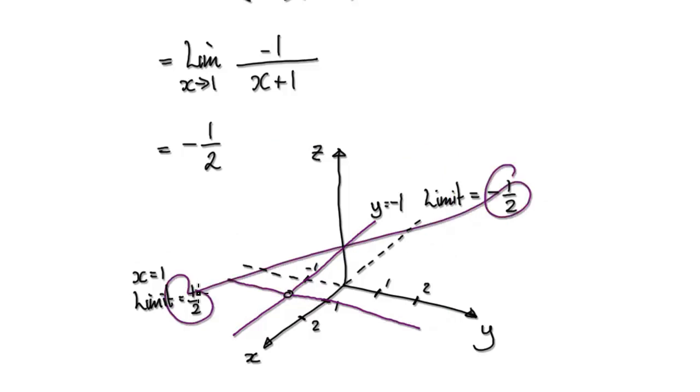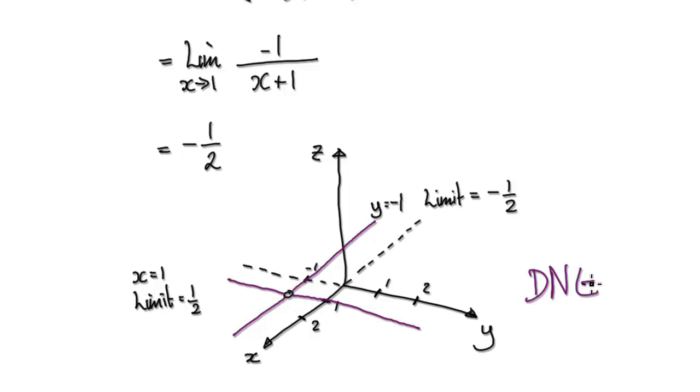Therefore, you can conclude that the limit does not exist. Because in order for the limit to exist, no matter how you approach this point here, it should head towards the same elevation, the same height, or the same z value. Here the z value is -1/2, here it is +1/2. Therefore you can conclude that the limit does not exist.